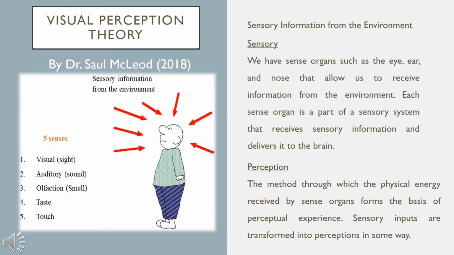Perception is the method through which the physical energy received by sense organs forms the basis of perceptual experience. Sensory inputs are transformed into perceptions in some way. What we see goes straight to our brain and leads us to believe what we see, when maybe it is or is not so. The perspective changes as the two gray squares in figure 1 are separately placed in figure 2. It becomes gray and white too.